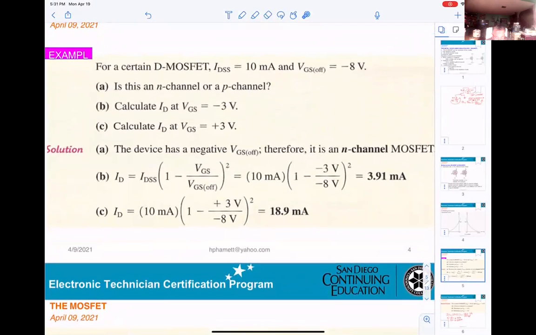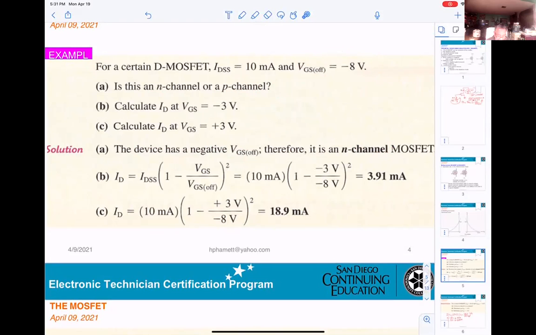Okay, this is for a certain D MOSFET. IDSS is given as 10 milliamp, VGS off is minus 8 volt. Is it N channel or P channel? Okay, the answer will be N channel. How do we know? The thing is VGS off is negative, so that will be N channel. If it is positive, it will be P channel. So they define a negative VGS off, therefore it's an N channel MOSFET.